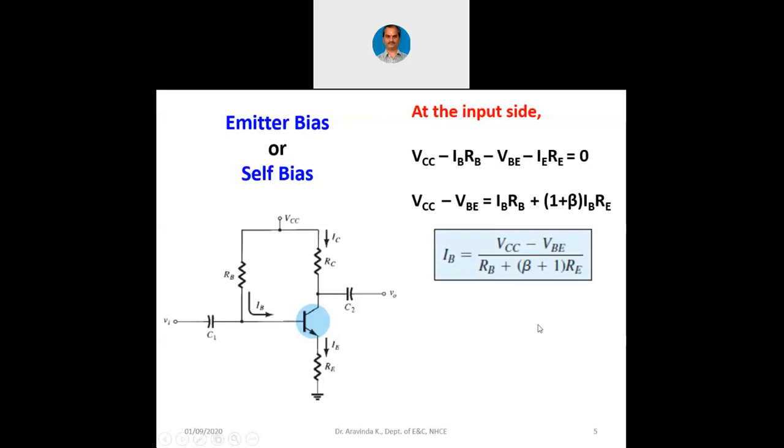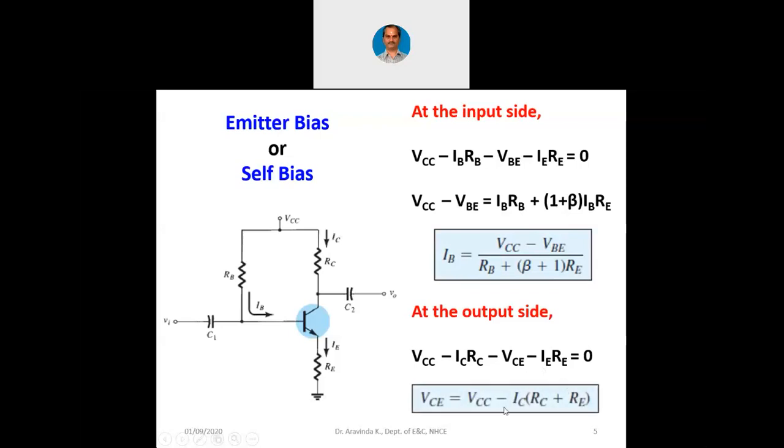Now using this, we can easily find out IE. Once we know IB, at the output side we can apply KVL once again, and we will have VCC minus ICRC minus VCE minus IERE equals 0. Approximating IC and IE, we can write that VCE equals VCC minus IC into (RC plus RE). This expression I had discussed earlier also. This is just a recapitulation today.